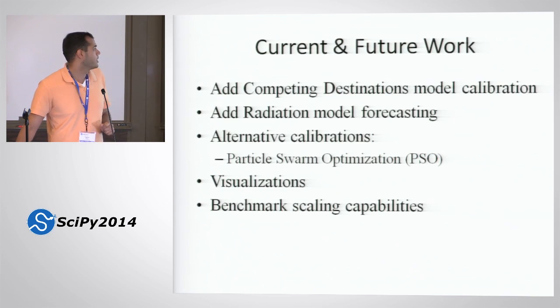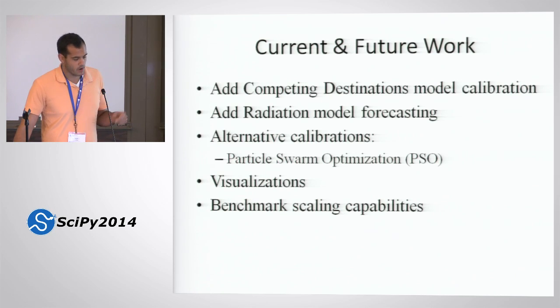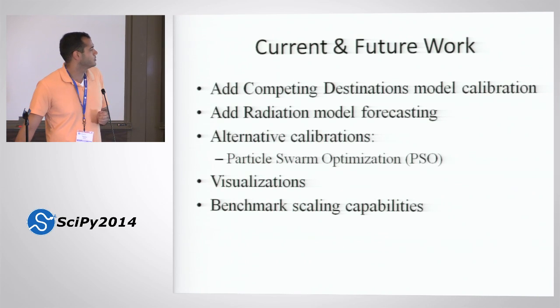And so just finishing up, I'm working on adding in competing destinations, which is part of an extension to the Max-Entropy framework, which seeks to add in a model that's based on spatial behavior and discrete choice modeling. I'm also looking to add in the radiation model, which is separate from the Max-Entropy framework. This way you could easily run two models in different frameworks and compare them.